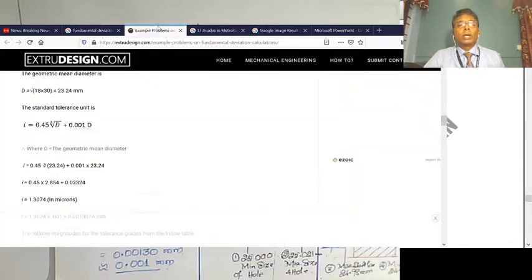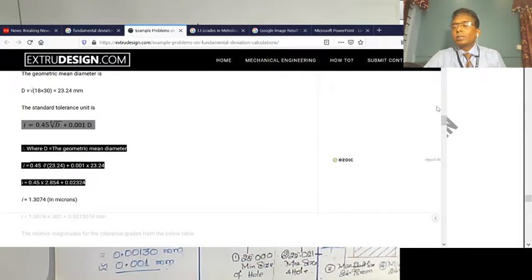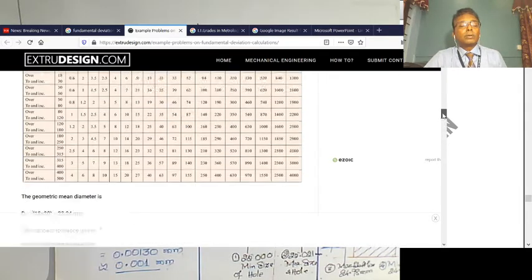IT grades is okay. Next, diametral step D is equal to the root of D1 D2, for example 18 into 30, you can always find out. The I value you can always find as 0.45 cube root of D, and likewise. This is standard dimensions. This is by a private party, extrudedesign.com.